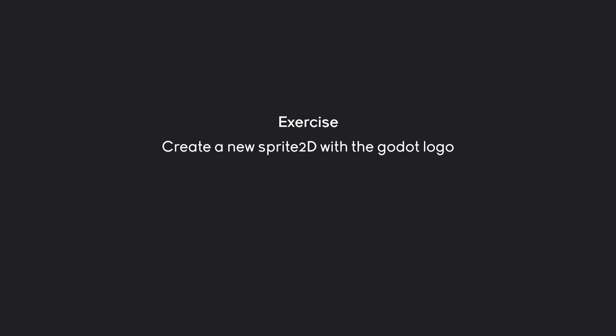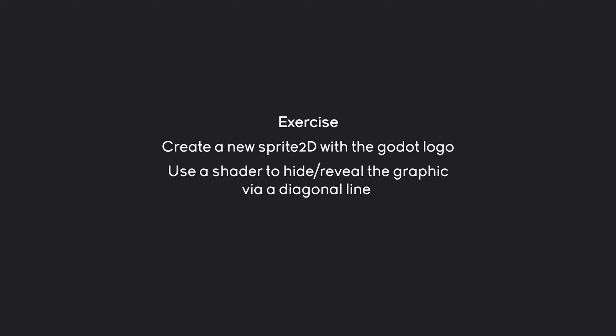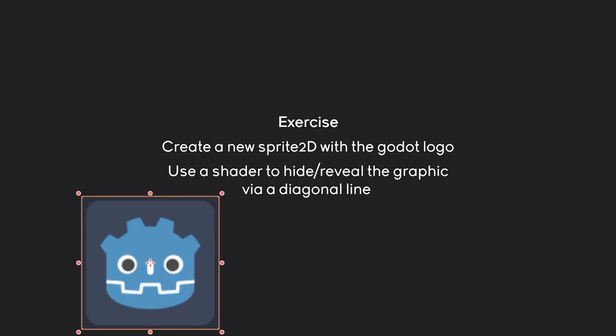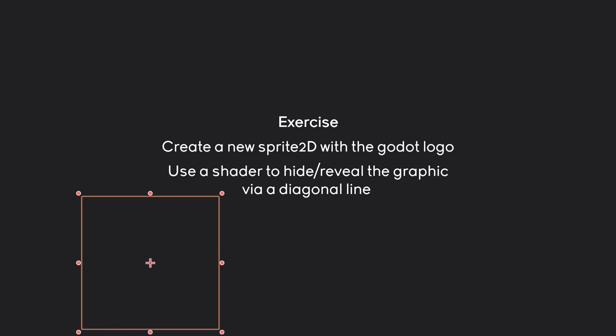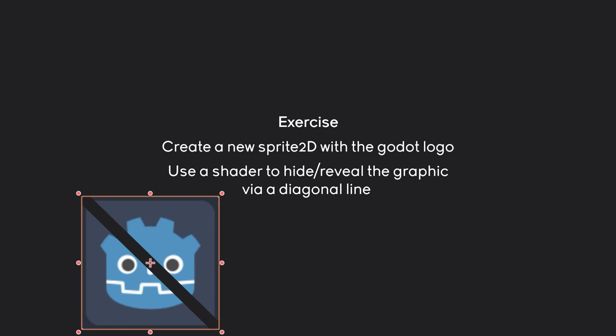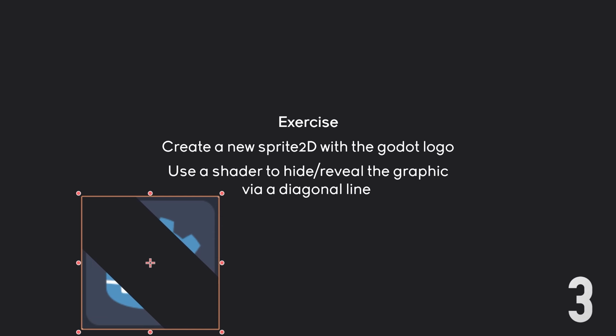I want you guys to create a new sprite 2D with the Godot logo. On this new sprite 2D, create a shader and then hide and reveal the graphic via a diagonal line, just like you can see in the video right now. Also, this should be a visual and a code-based shader. Try to do both. But pause the video now and see how far you get.